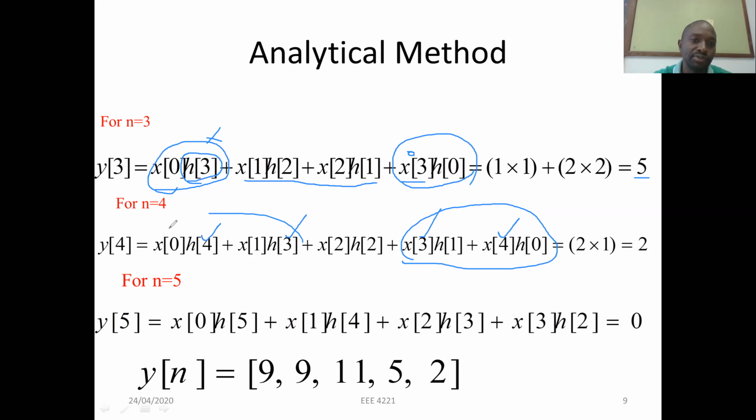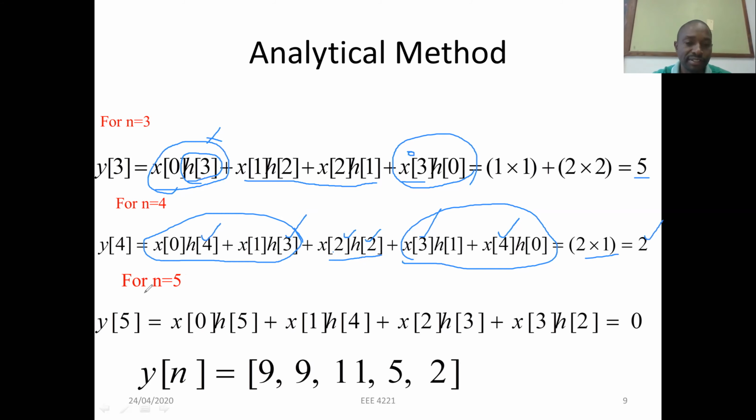So again, these will not be part of the final solution, but we have x of 2, it's a valid one, and h of 2 is valid. Therefore, when you multiply these two, which is basically 2 times 1 here, you get your 2.